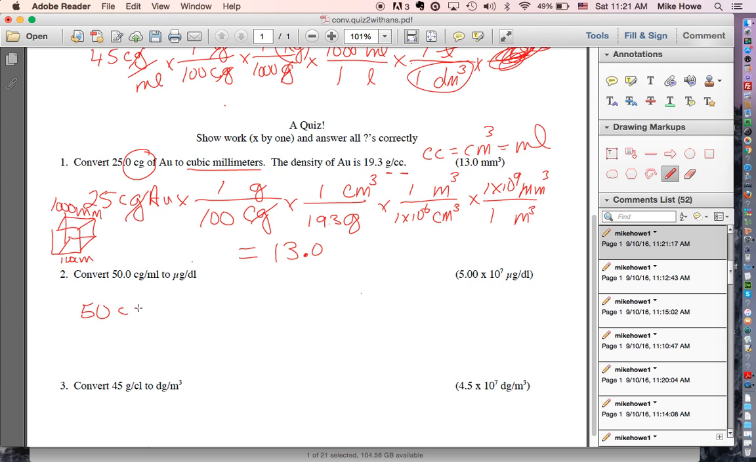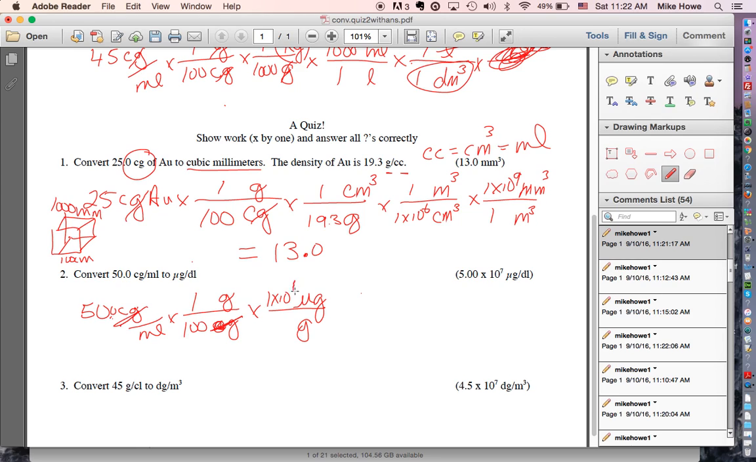Alright, next question, 50 centigrams, 50.0 if I'm going to be picky about it. So 50.0 centigrams per milliliter. I need to get rid of centigrams. Whoops, that's a C. Centigrams. On top I'll put grams. So 100. Centigrams cancel. Then I'm going to go to micrograms. So I'll put grams on the bottom, micrograms on the top.